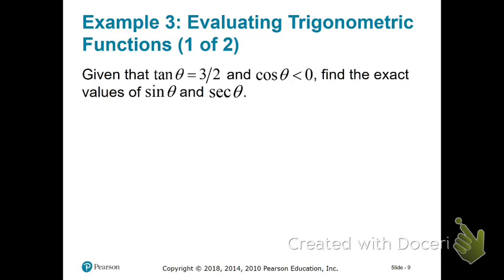Well, let's see. First thing I know here, I need to find what quadrant I'm in. So I know if my x is positive, my y is positive, or, well, r is always positive, right? Or if x or y are negative. So, look at tangent. Tangent is what? Positive or negative there? Positive. It's a positive 3/2. So tangent is positive. What quadrants are we looking at? One and 3.